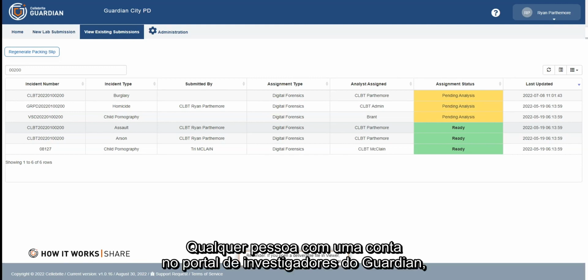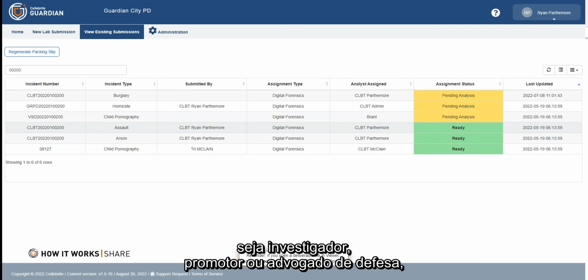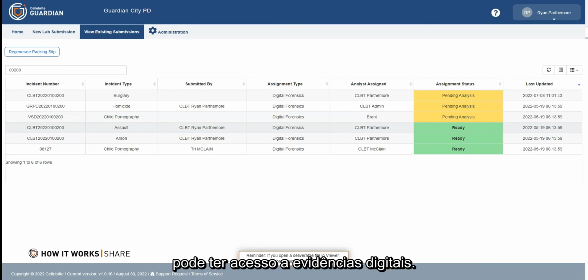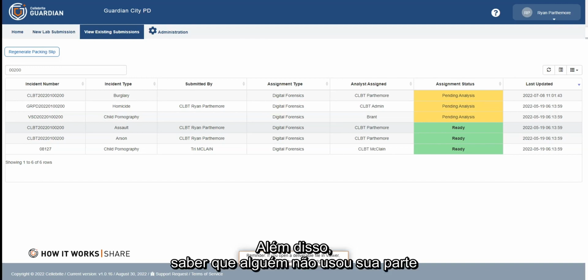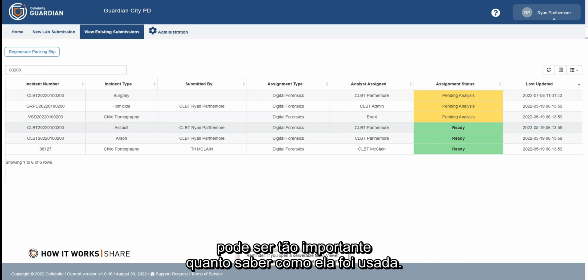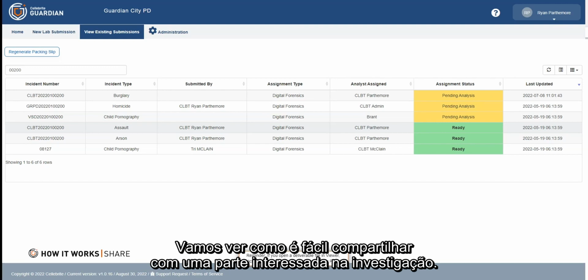Anyone with a Guardian Investigator Portal account, be it an investigator, prosecutor, or defense attorney, can be granted access to digital evidence. This eliminates copying and physical transport. Additionally, knowing that someone has not used their share may be just as important as knowing how it was used. Let's take a look at how easy it is to share with an investigation stakeholder.